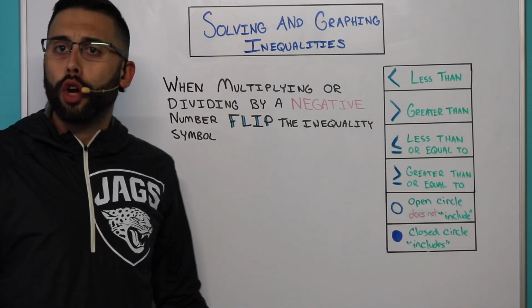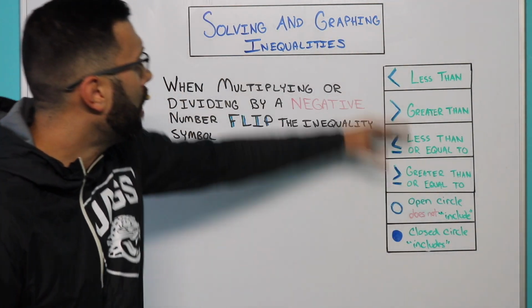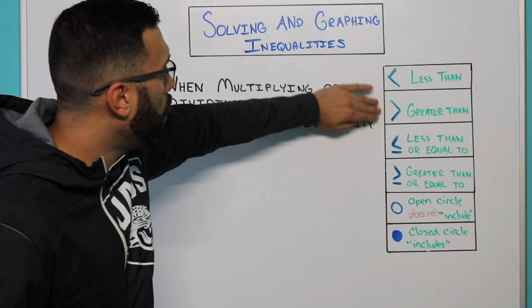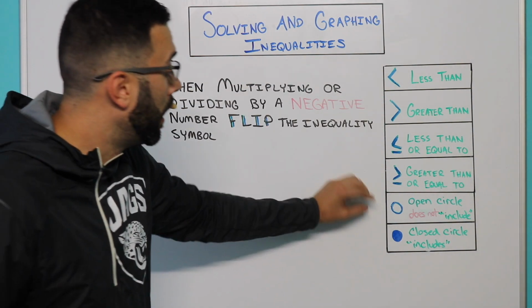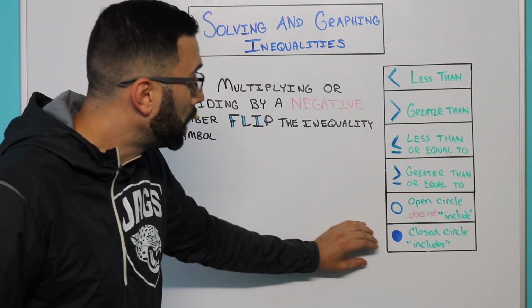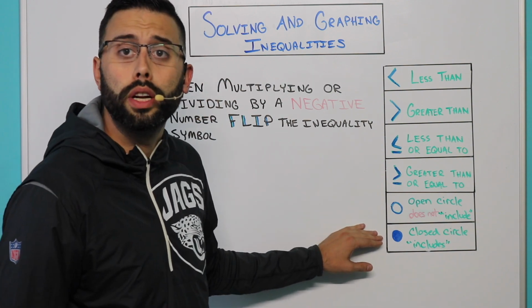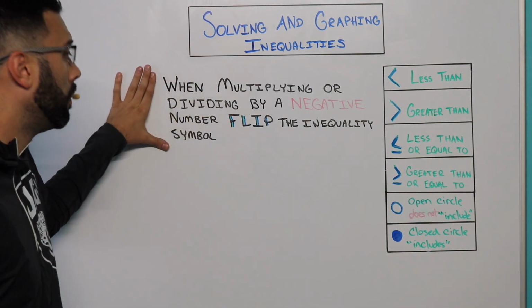We've got solving and graphing inequalities. As you can see right here, we have our chart of our inequality symbols. These two are for graphing. This means the number is not included in the solution. This means the number is included in the solution, and we're going to get into that in a second. But I want to take notice of this.